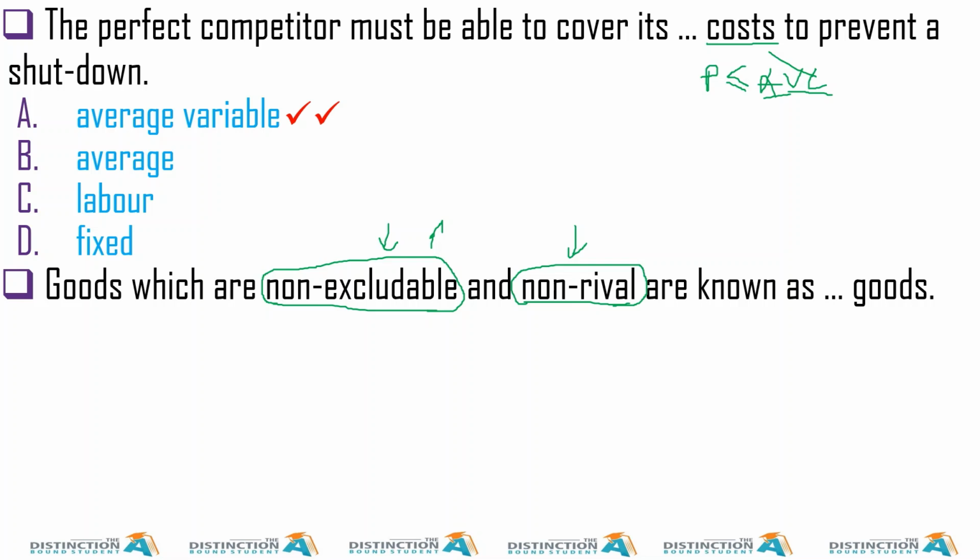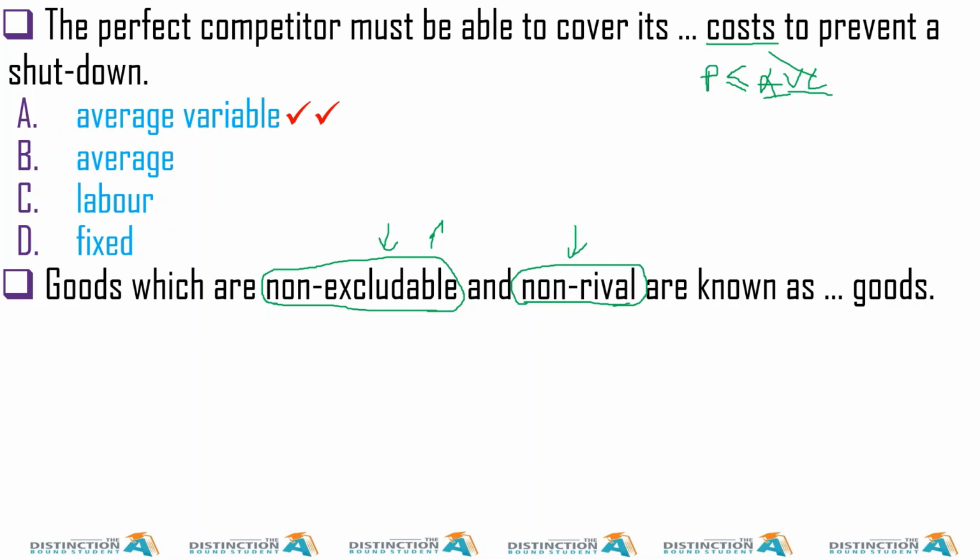So for me to explain excludability, anyone who's willing and able to purchase a good, it's impossible to exclude them from enjoying public goods. But if you look at a meal, it is possible to exclude free riders, because a person must be able to afford the meal. If they are not able to afford the meal, we don't give them the meal. So it's easy to exclude them from enjoying the meal.